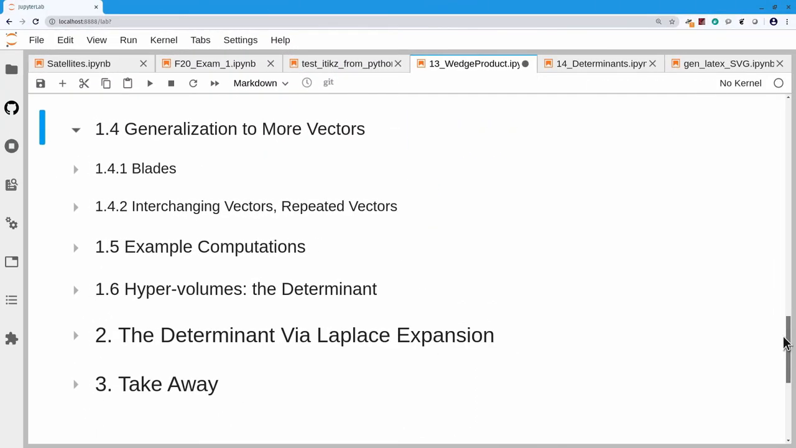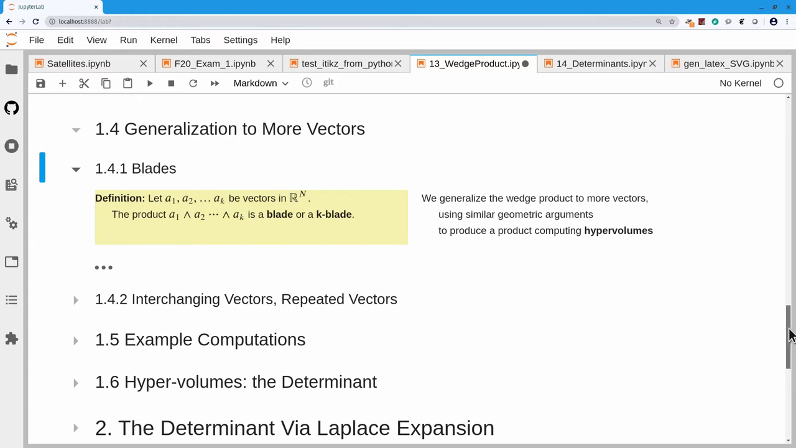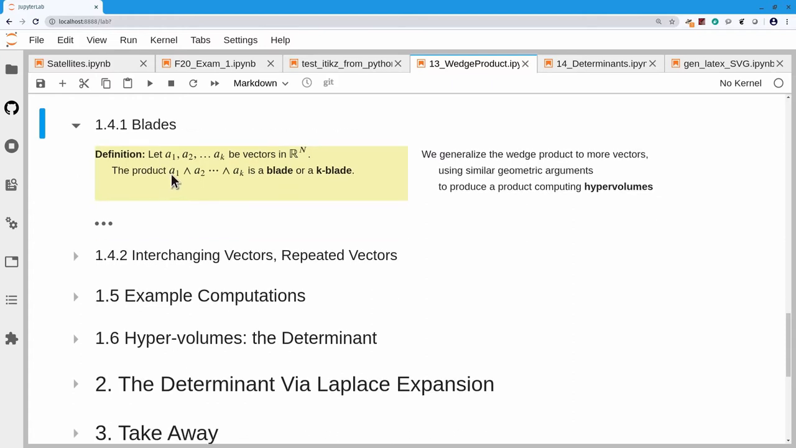Now, how about more vectors? I could construct volumes by simply trying to apply the exact same reasoning as before. So I'm going to look at wedge products of more than two vectors, so A1 wedge A2 wedge A3, all the way to some number k, and I'm going to give a name to such an expression. I'll call it a blade, or if I want to emphasize how many vectors there are in that wedge product, a k-blade.